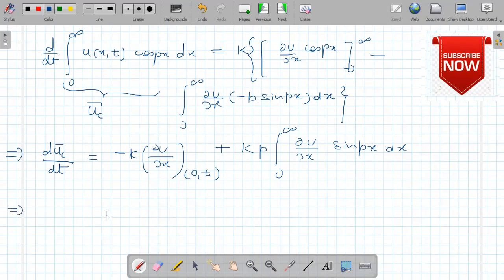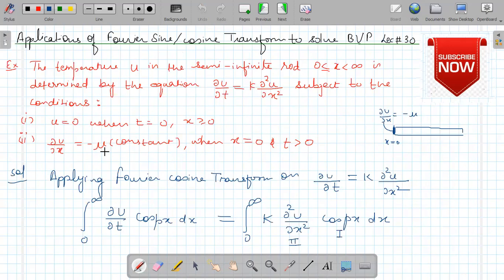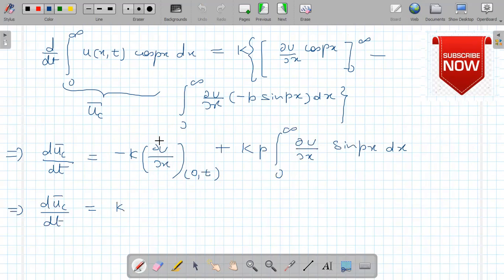So we have duc bar over dt is equal to k. This is given to you as del u by del x as minus mu when x is equal to 0 and t is greater than 0. So we can replace this by minus mu. When we replace this by minus mu, this minus and this minus will make a positive sign here, and we have only mu plus kp.